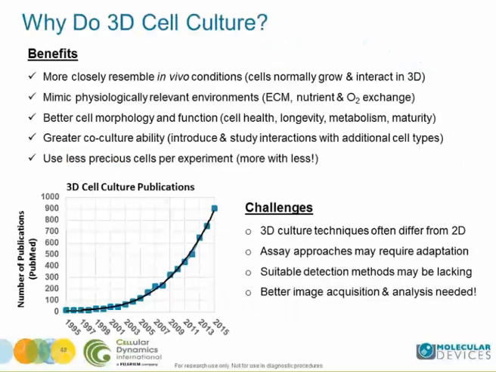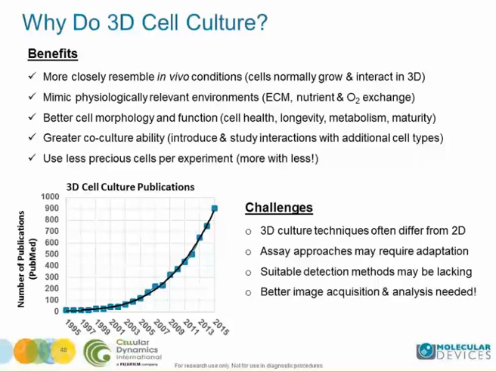It is believed that 3D cultures more closely resemble in vivo conditions because cells normally grow and interact in 3D. It may also better mimic microenvironments and provide different cell morphology and function. In addition, spheroids allow assay miniaturization and use less experiment. From the other side, 3D cultures require different assay workflow and different methods for detection and analysis.